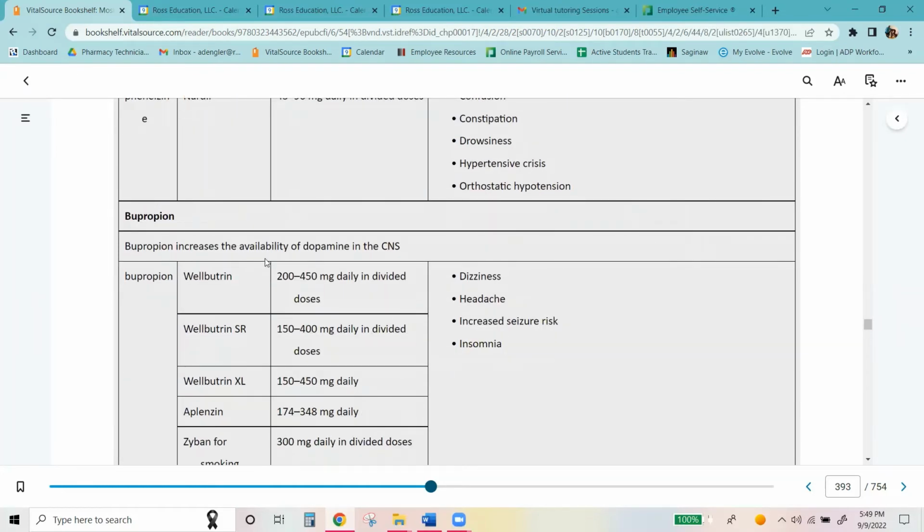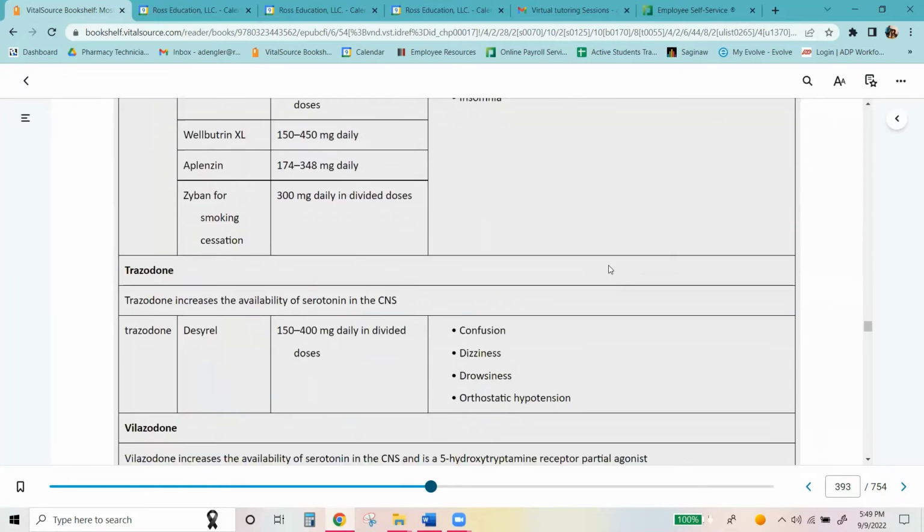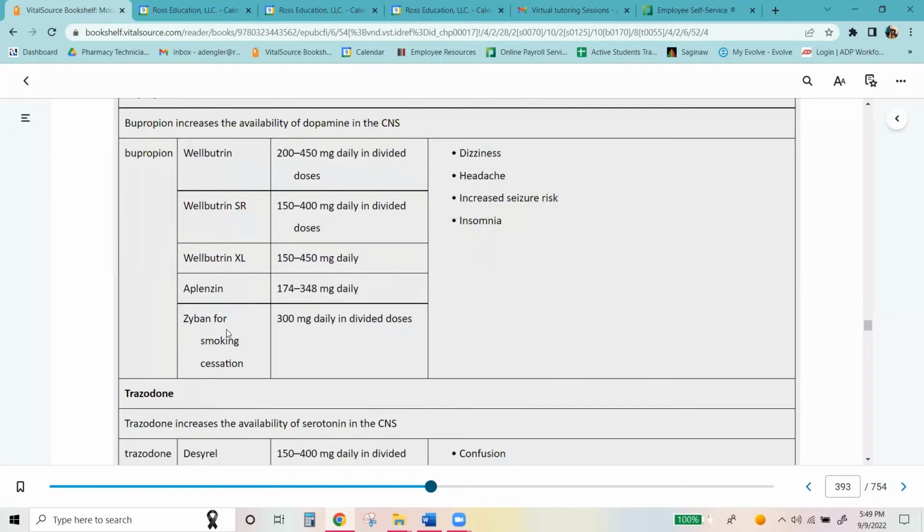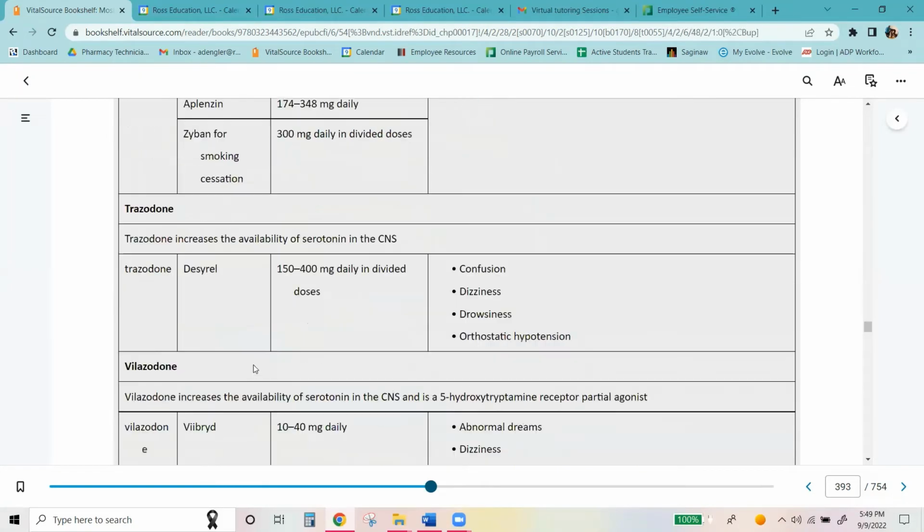Bupropion increases the availability of dopamine in the CNS. This medication also works for smoking cessation. Trazodone increases the availability of serotonin in the CNS.